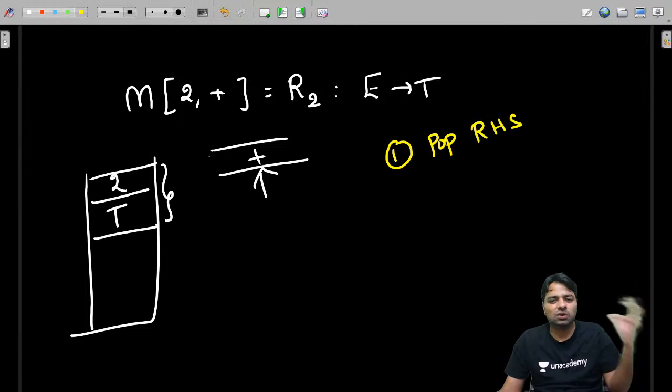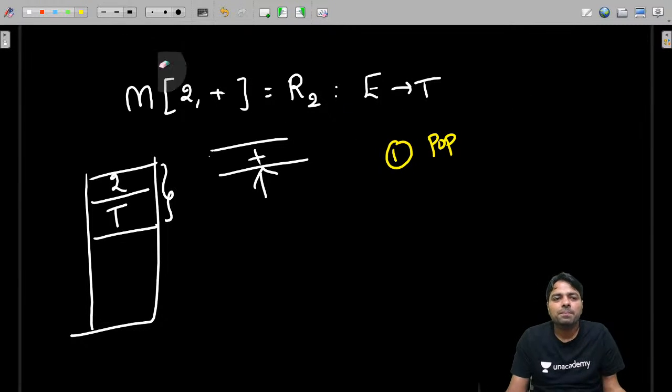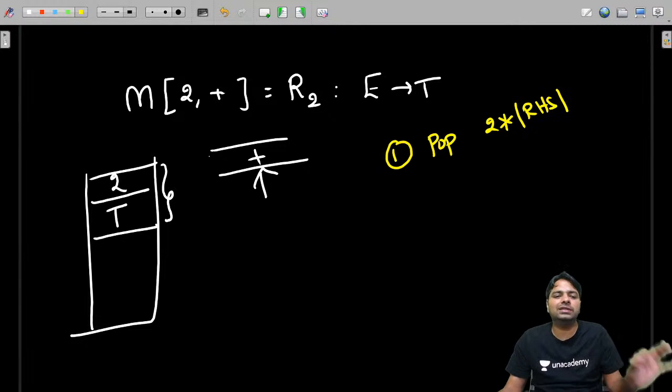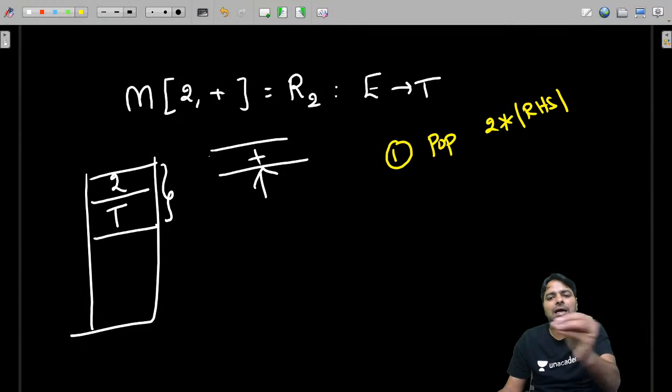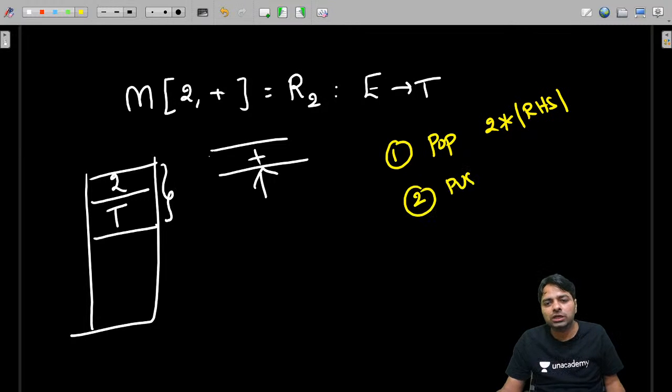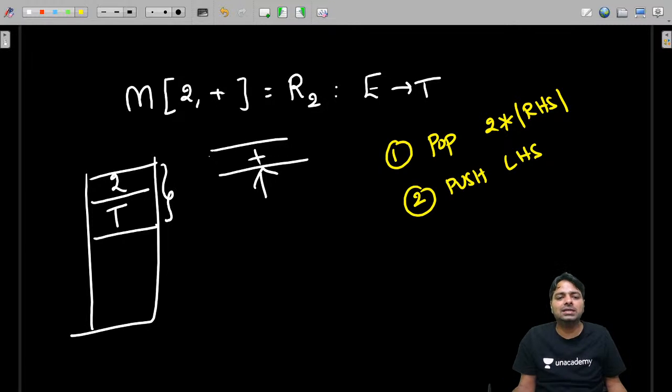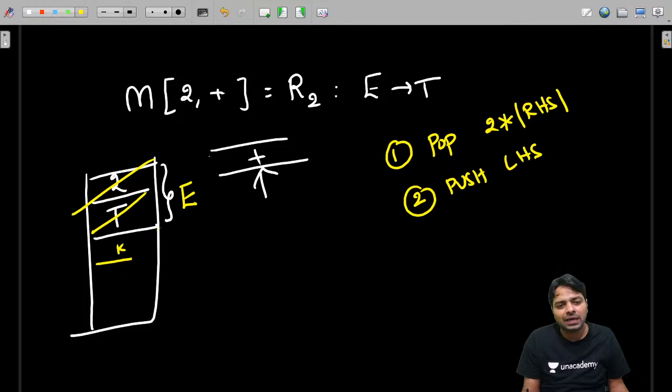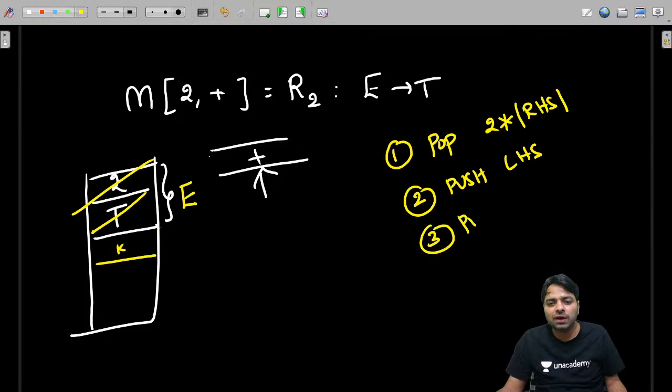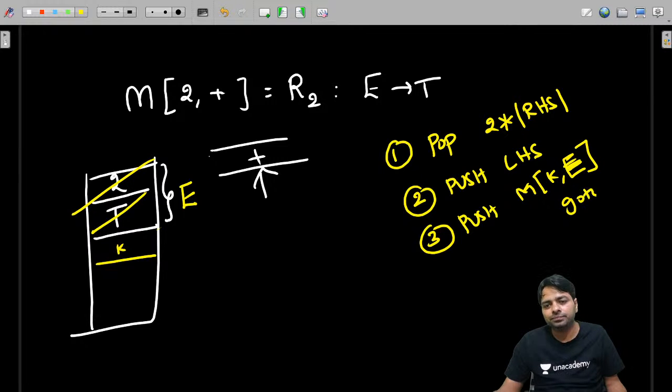I was actually doing LHS wrong. Pop RHS, but how do you do that? Directly you can't do it. So pop 2 times of RHS symbols, because along with every symbol there is a next state number. Pop 2 times of RHS, then push LHS, and we're not over, guys. This will be deleted and E will be pushed. There could be some number here, K. So you need to push one more: M of K comma E, that is, the goto entry.